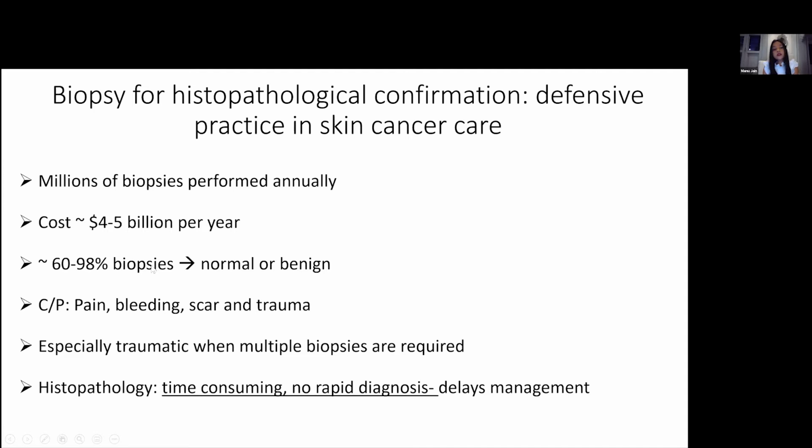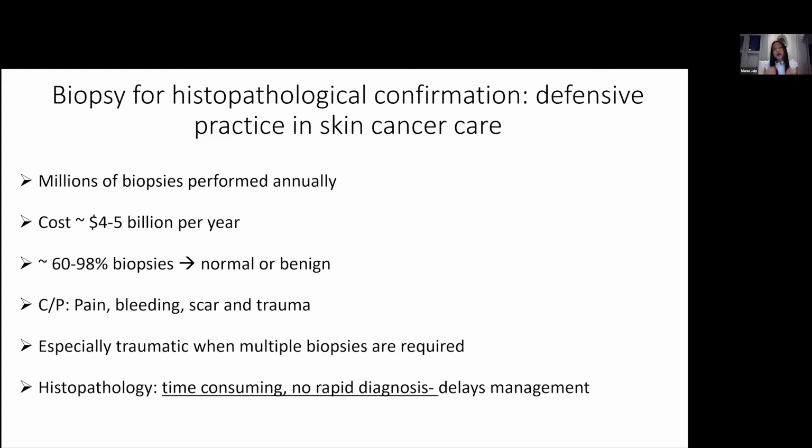And the worst scenario for the patient is that almost 80%, or 60 to 98%, of these biopsies are not even malignant. So we are performing unnecessary benign biopsies, which cause pain, bleeding, scar, and trauma to the patient. And when they are located on cosmetically sensitive sites, like the face, genital areas, etc., the patient doesn't like it.